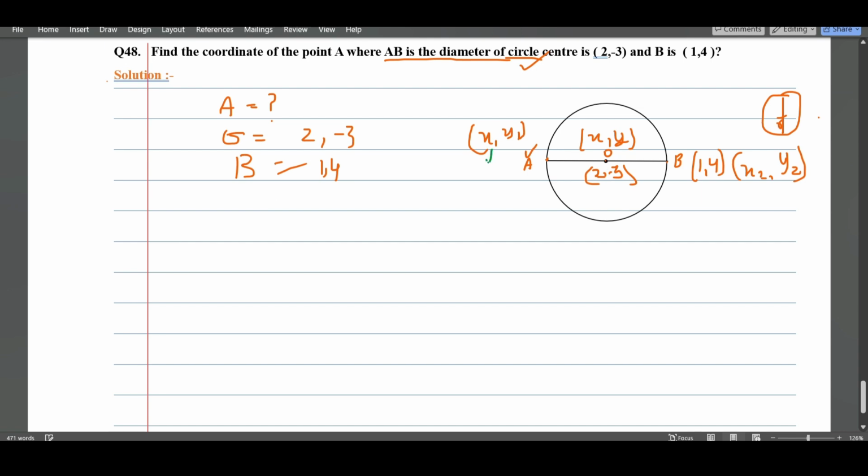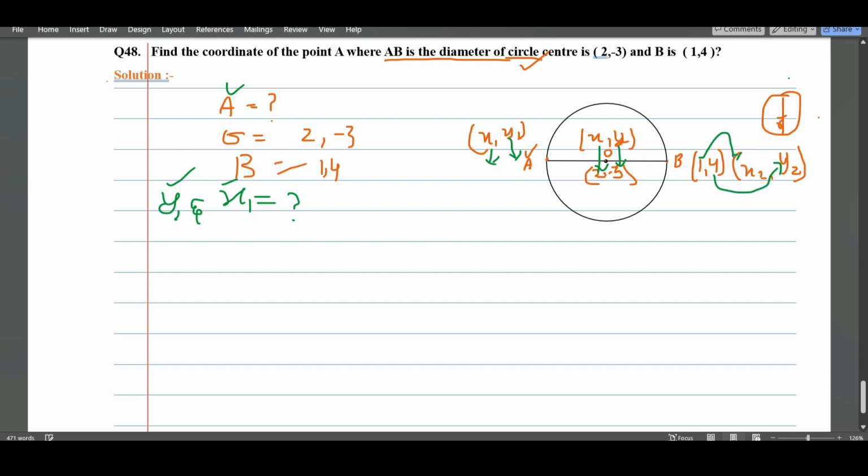Here x is not given, y is not given. So the coordinates of A, meaning x1 and y1, are to be found out. If we know the values of x1 and y1, the coordinates of the point A will be defined. Here x is given as 2, y is given as minus 3, and B's coordinate x2 is given as 1, and y2 is given as 4.